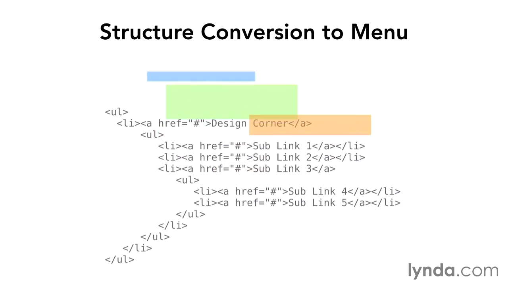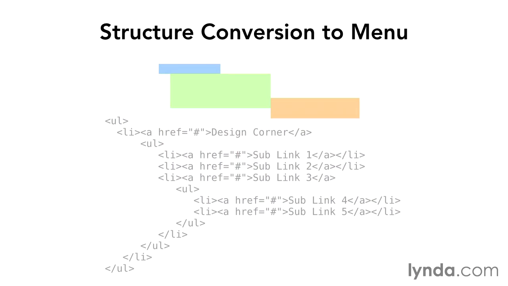So when we're done, we're going to end up with the top level elements represented here in blue as our navigation elements. The green is going to be the first level submenu, and the orange will be the second level submenu, or the third level of the hierarchy. So by writing CSS rules that will target the specific levels of our unordered list, we can conform the layout to a structure like this.